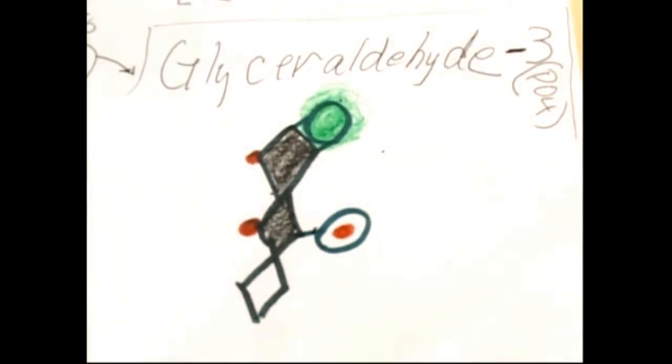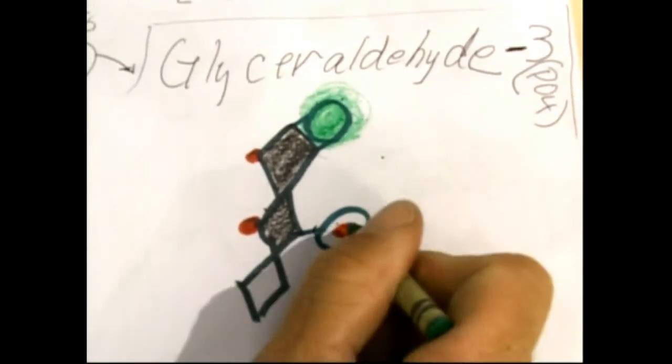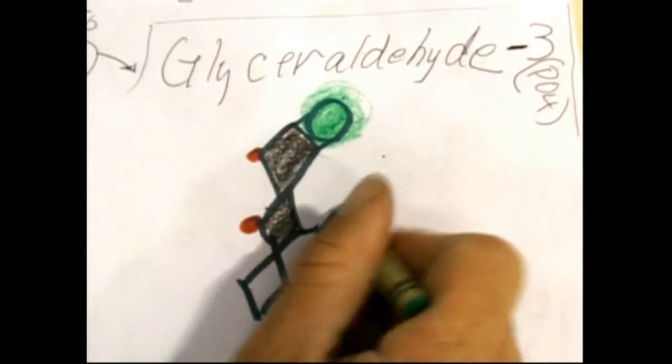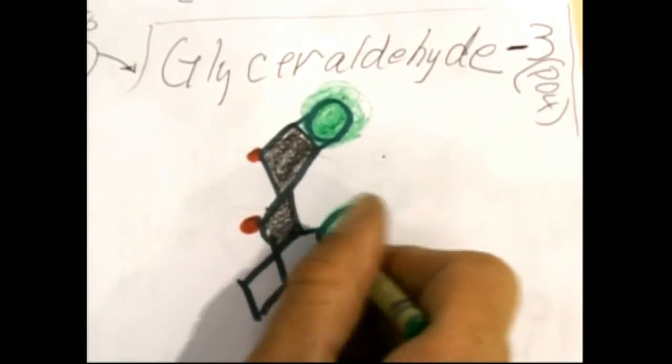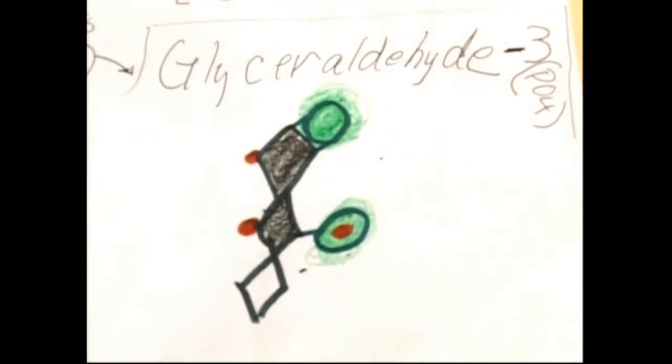So we'll color that in. You can go over again. It's still got 2 lone pairs of electrons on there. Now, the 3rd carbon. This is going to go to a phosphate. Are we afraid of phosphates? Not at all.